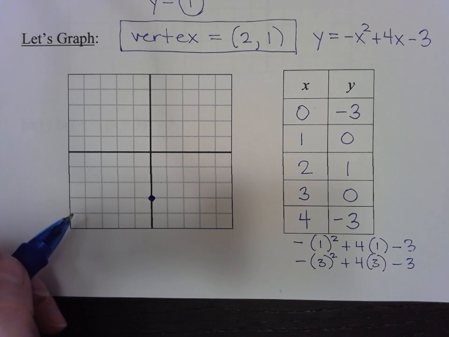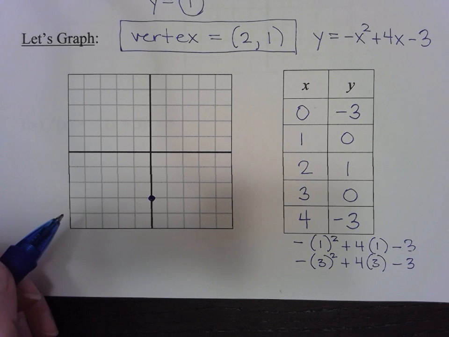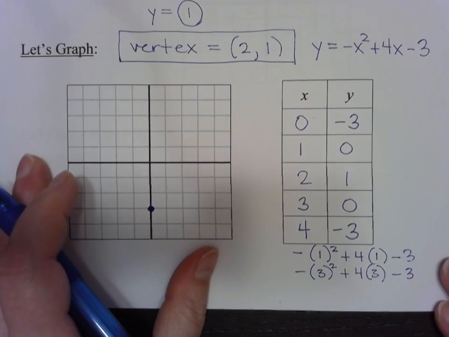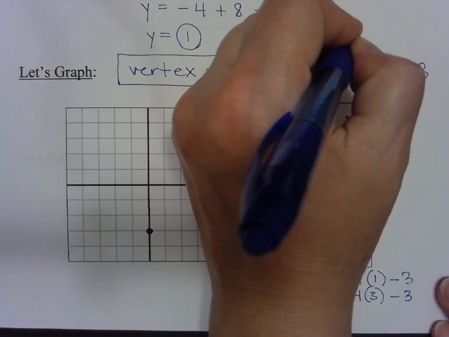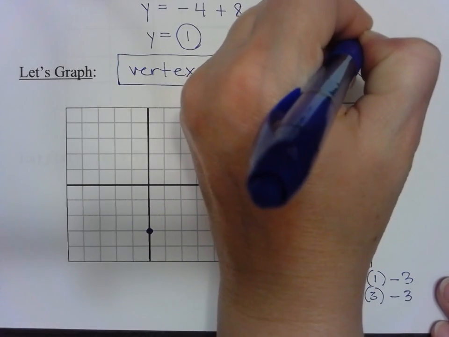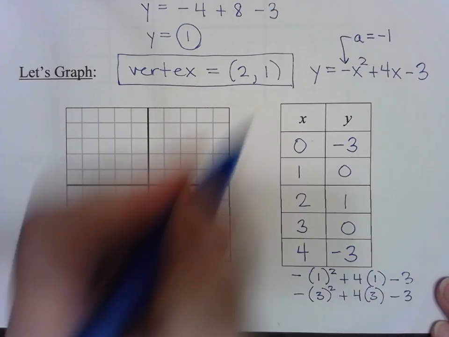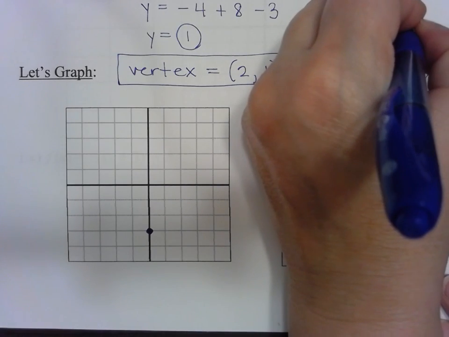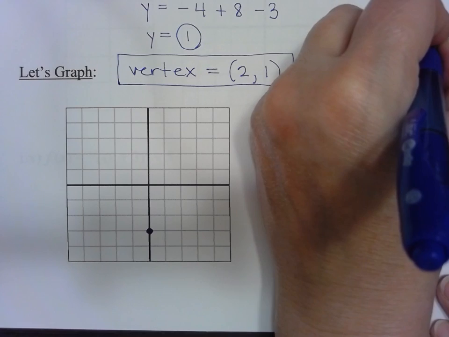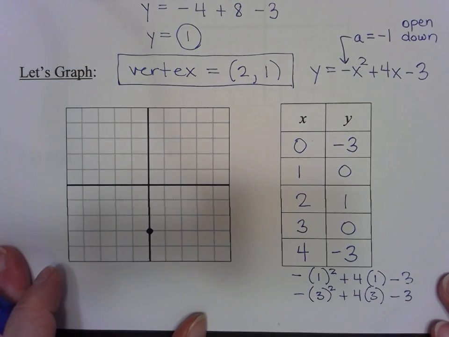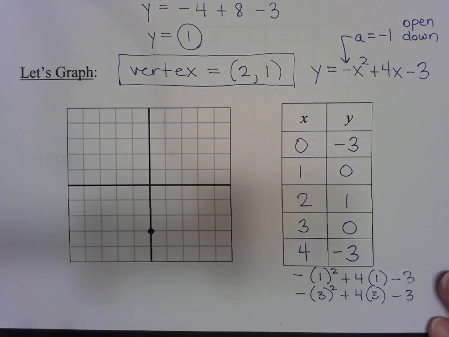All right, wait a minute. Before I go any further, is this parabola going to open up or open down? Remember our a was -1, so it's going to open down, right? Good to know that ahead of time so that when you plot these points, it makes sense as you're plotting them.